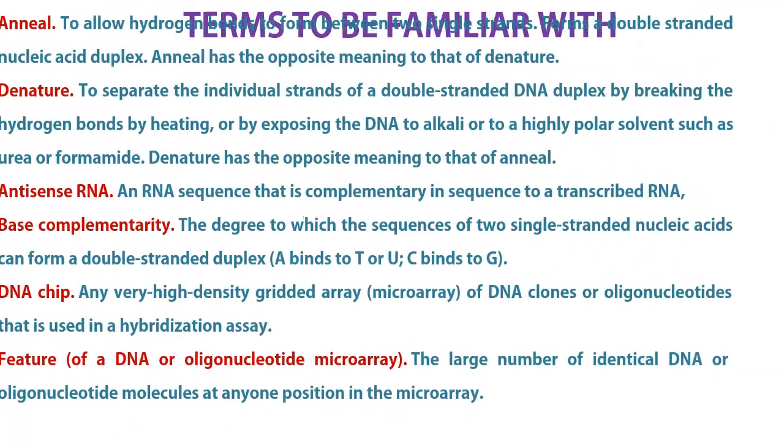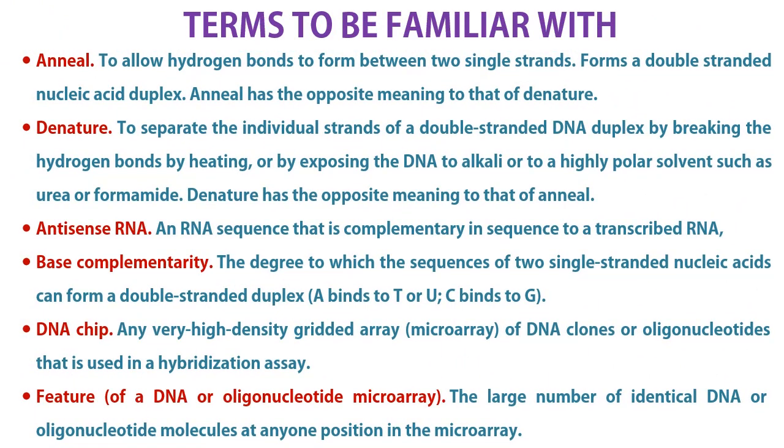Terms to be familiar with. Anneal: to allow hydrogen bonds to form between two single strands. Forms a double-stranded nucleic acid duplex. Anneal has the opposite meaning to that of denature. Denature: to separate the individual strands of a double-stranded DNA duplex by breaking the hydrogen bonds by heating, or by exposing the DNA to alkali or to a highly polar solvent such as urea or formamide. Denature has the opposite meaning to that of anneal.